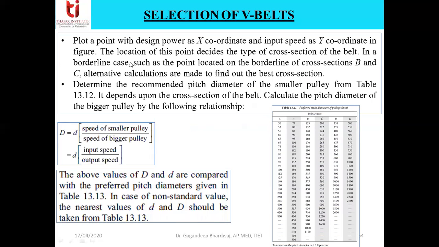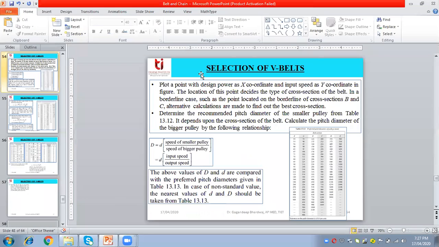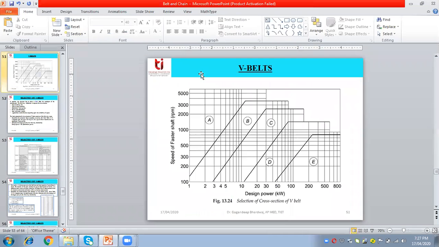So next is to plot a point with design power as x coordinate and input speed as y coordinate in the figure. The location of this point decides the type of cross section of the belt. So if in a borderline case the point is located on the borderline, alternative calculations are performed to find out the best cross section. So I will discuss briefly.